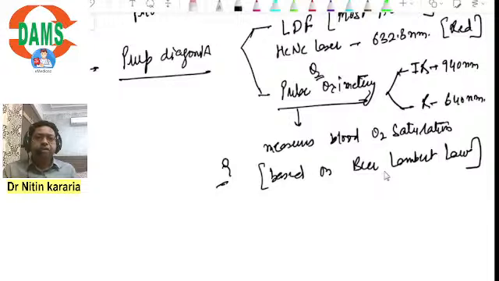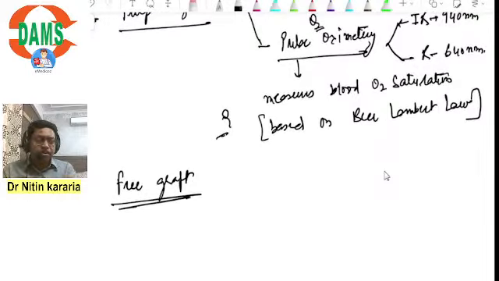So the most accurate method for diagnosing pulp vitality is LDF. So you have to look for the options given. If LDF is given for the vitality testing, it is the first choice answer. The only exception is for a free graft. Whenever it is a free graft not attached to the tissue, the best method is the prick test.